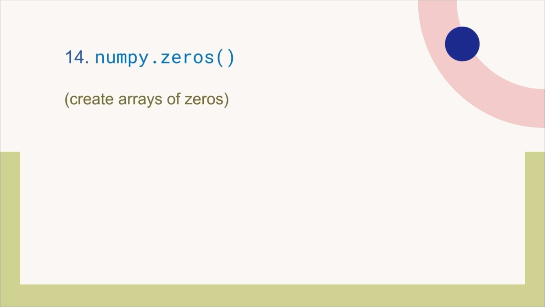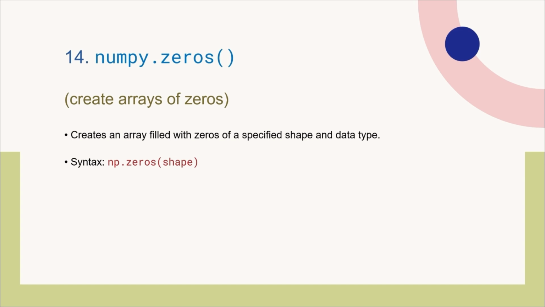Now coming to the 14th NumPy function, which is numpy.zeros. So this function creates an array filled with zeros of a specified shape and data type. The syntax of this function is np.zeros, and in the bracket we would like to mention the shape. Shape is nothing but the number of rows and the number of columns. So here in this case we have mentioned the shape 2, 3. So it has given us the array with 2 rows and 3 columns.